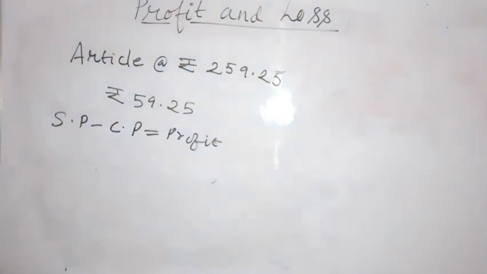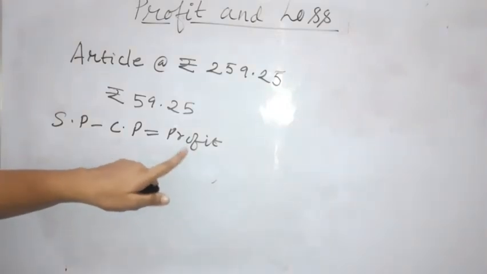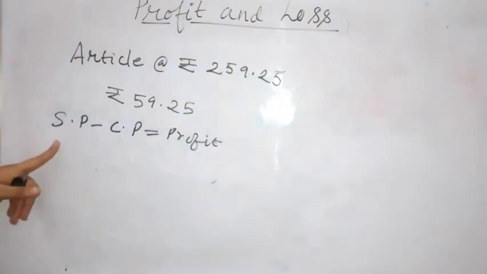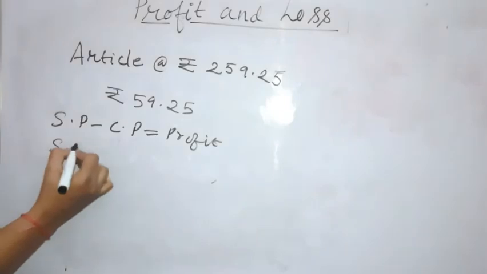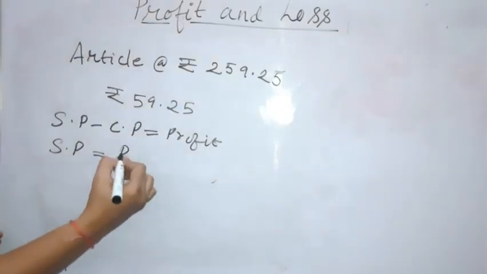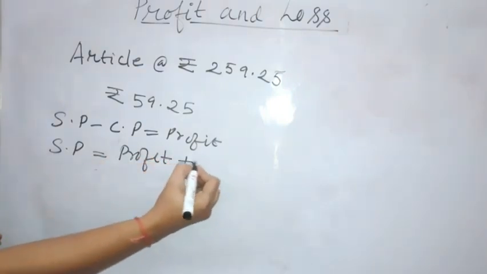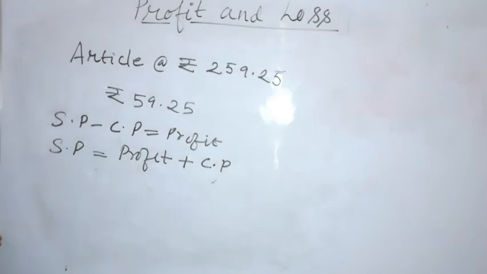And if you want to find out the value of cost price, from the same formula you can find out three formulas. Selling price minus cost price is equal to profit. And if you want to find out selling price, this is minus; once it goes to the right hand side, it will be plus. So the selling price is equal to profit plus cost price.